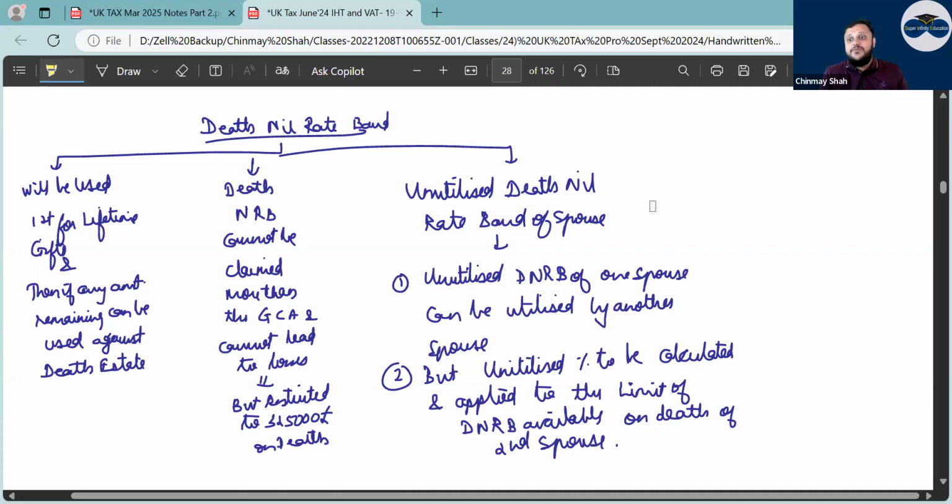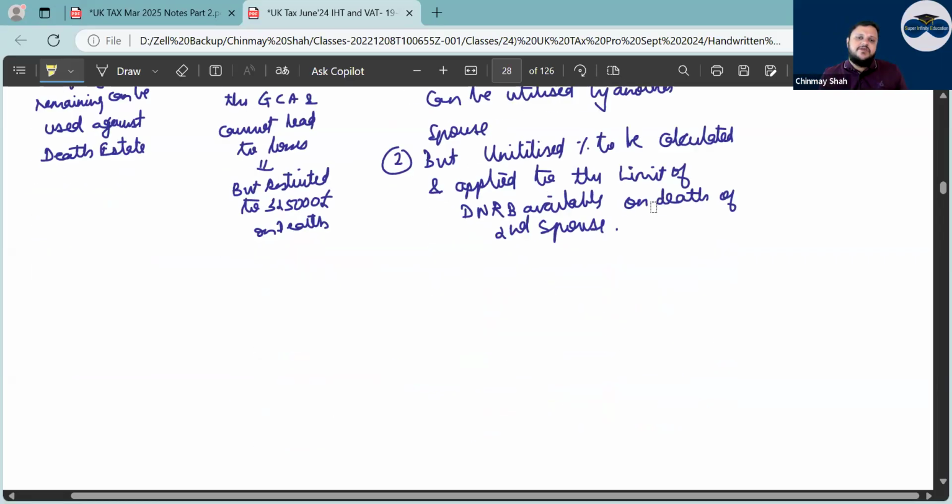Unutilized death nil rate band of a spouse can be transferred to the other spouse, but the amount is not transferred. The percentage of unutilized is calculated and is applied to the what? So what happens? One spouse dies, he has the full 325,000 not utilized, correct? Or let's say at that time the limit was only 300,000. He did not utilize the full amount, correct? So the full 100%, that 100% you take. Let's say you utilize 40%, 60% is unutilized. 60% at the second spouse's death, correct? Whatever is the NRB on that date, death nil rate band, that will be multiplied by the unutilized percentage.